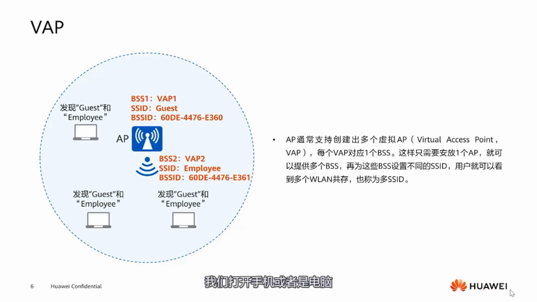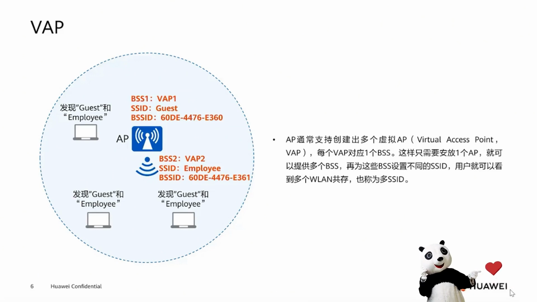In businesses, when we turn on our phones or computers to search for a wireless signal, we see a list of signals, which may be emitted by one or more APs. Let's assume these are signals from one AP. Each signal can form a BSS with the surrounding terminals, indicating that this AP has emitted multiple BSS. Thus, a physical AP can be virtually divided into multiple virtual APs, which is referred to as VAP.